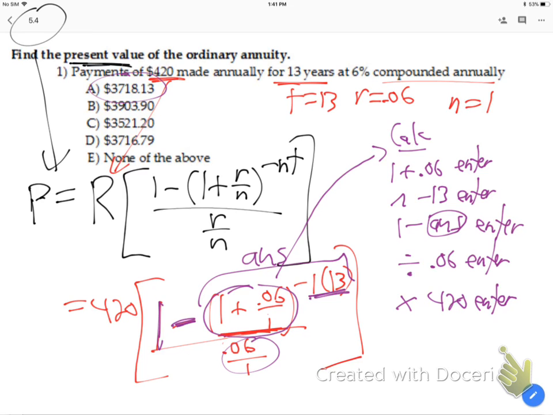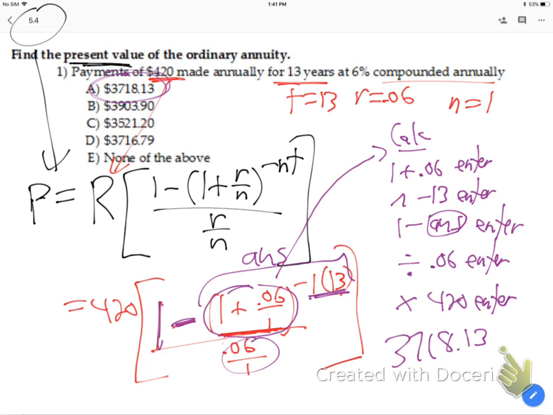Let me do it myself just to verify. To the power negative 13. 0.06. Oops. 1 minus. You guys able to find the answer button? It's right above the negative at the very bottom of the calculator. I'm getting 3718.13. Yep, exactly what they got. Is that okay on that?